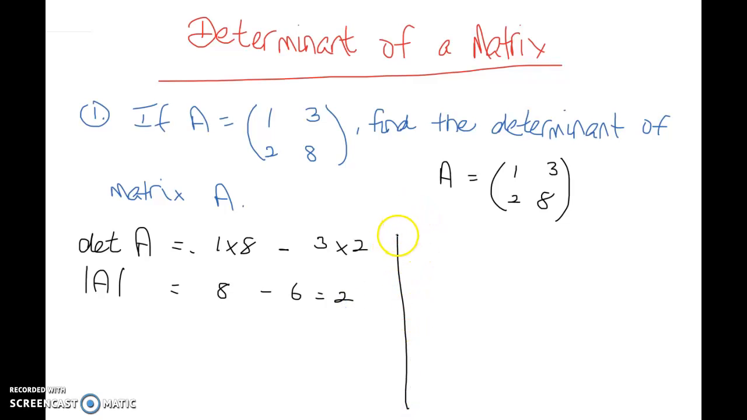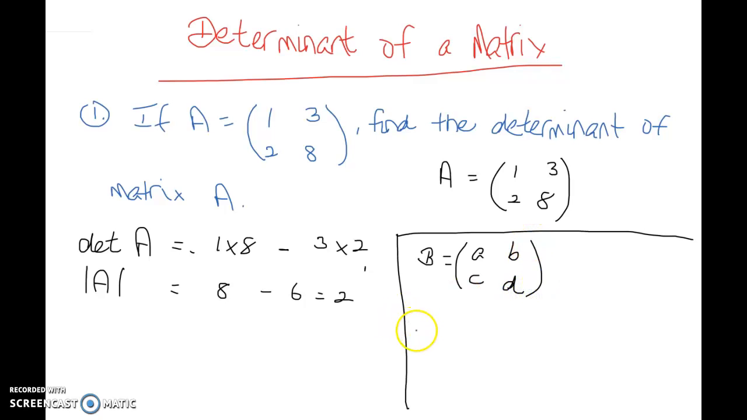So if we had to get a generalized form, let's say matrix B is [a, b; c, d], then the determinant of matrix B will be the product of the first diagonal, a times d.